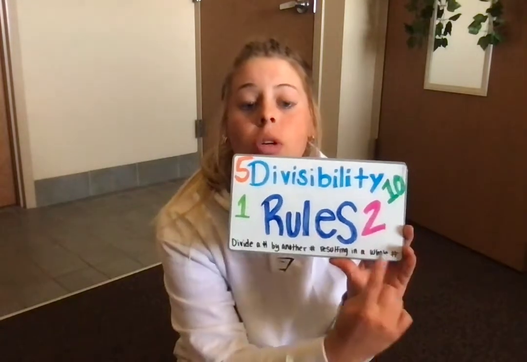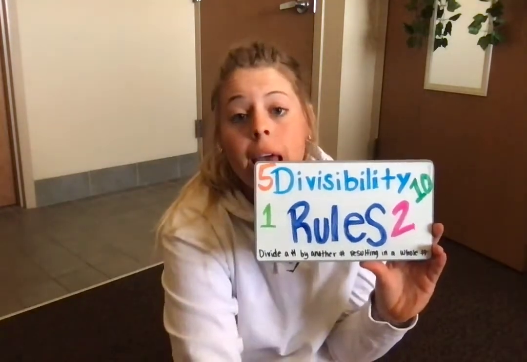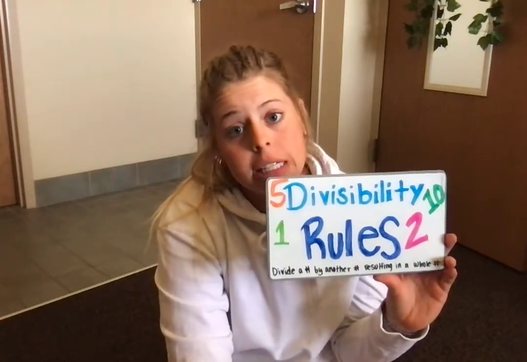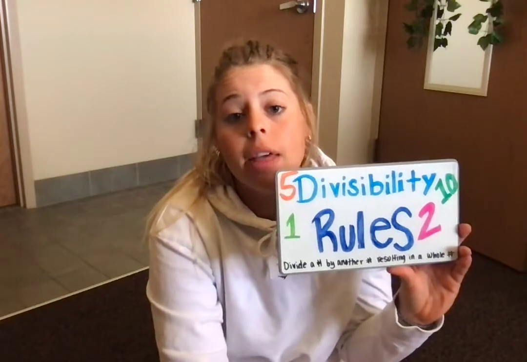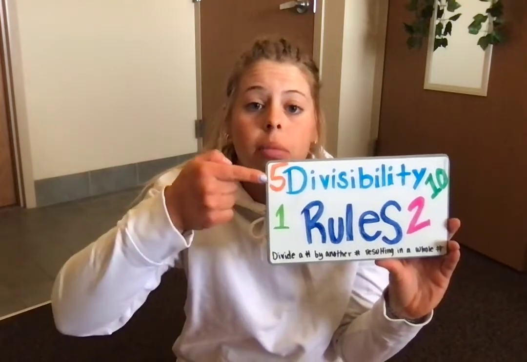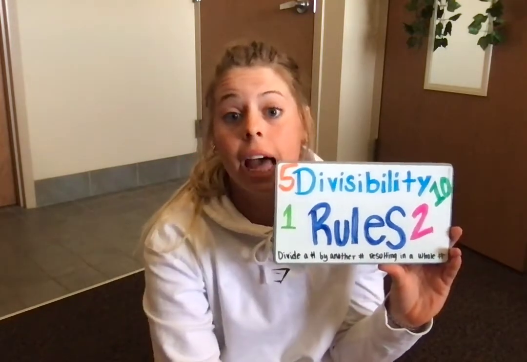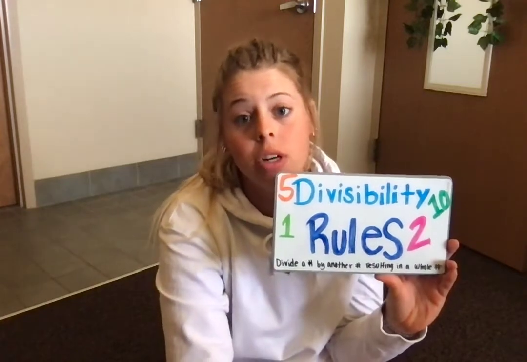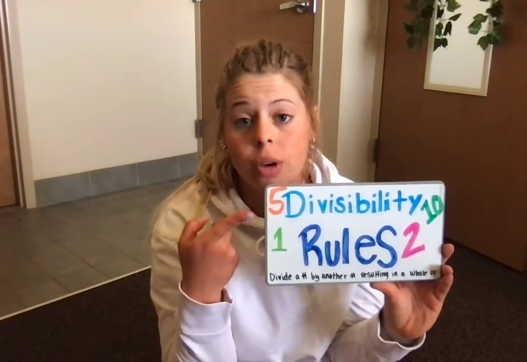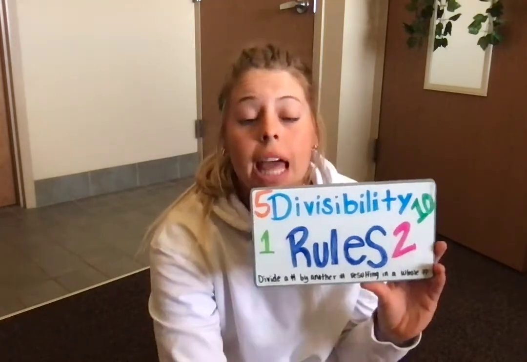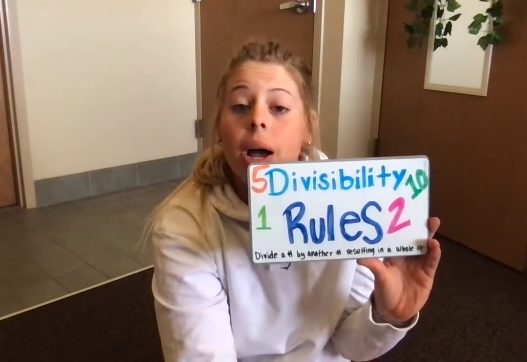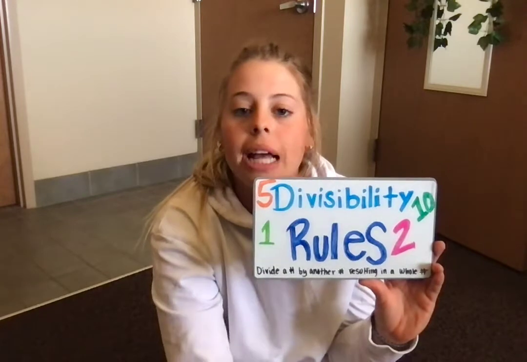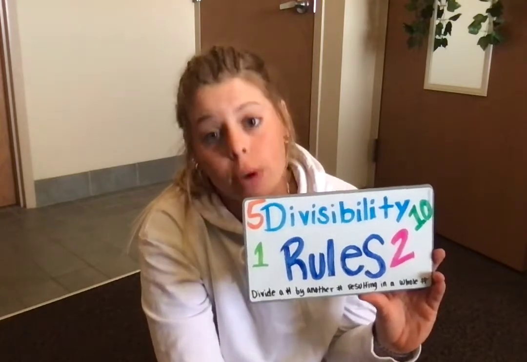And then two, the divisibility rule for two is if the end of a number is an even number or a zero, two can go into it. And then the divisibility rule for five is that if a number ends in a 5 or 0, 5 can go into it and it's divisible. And then the divisibility rule for 10 is if the number ends in a 0, 10 can go into it.